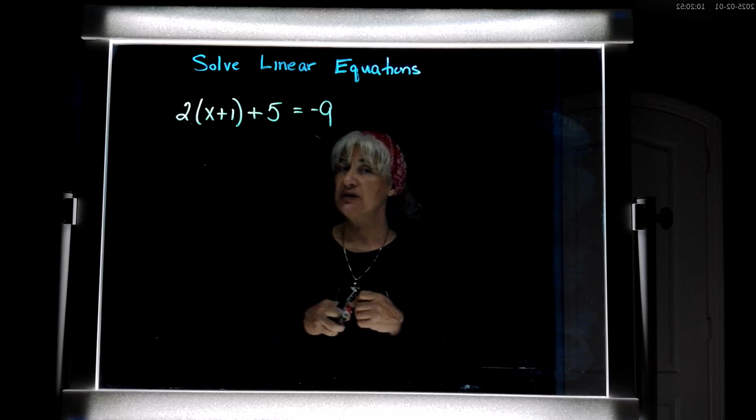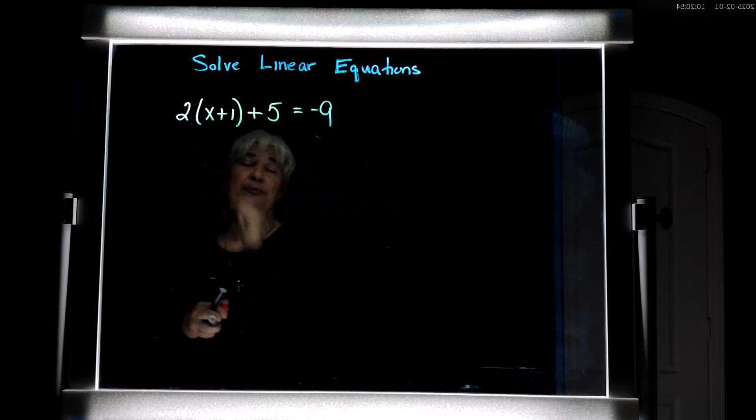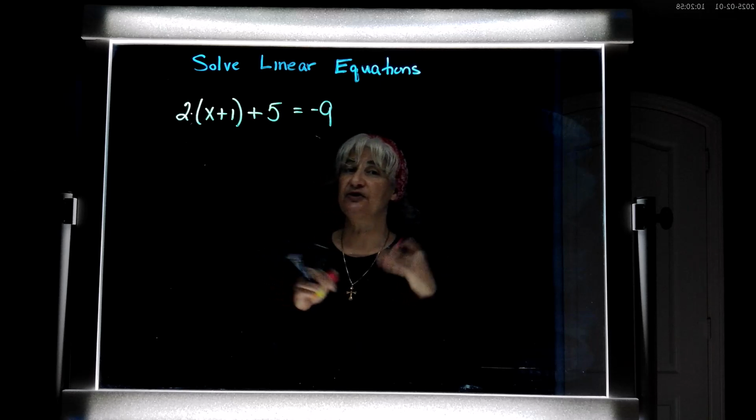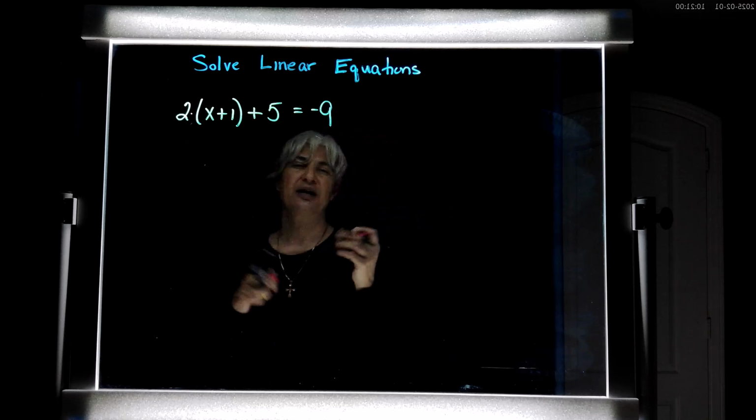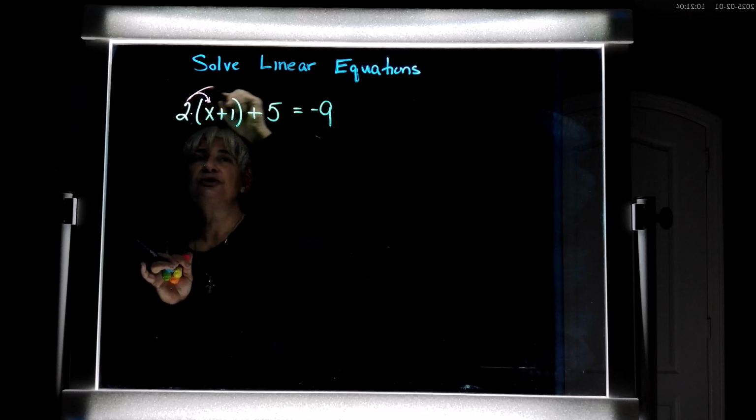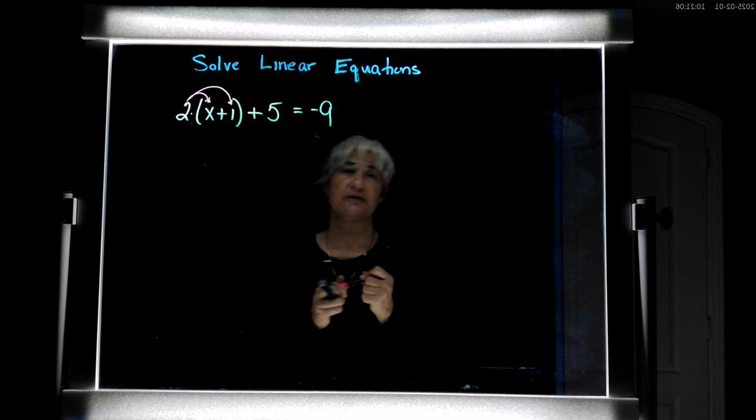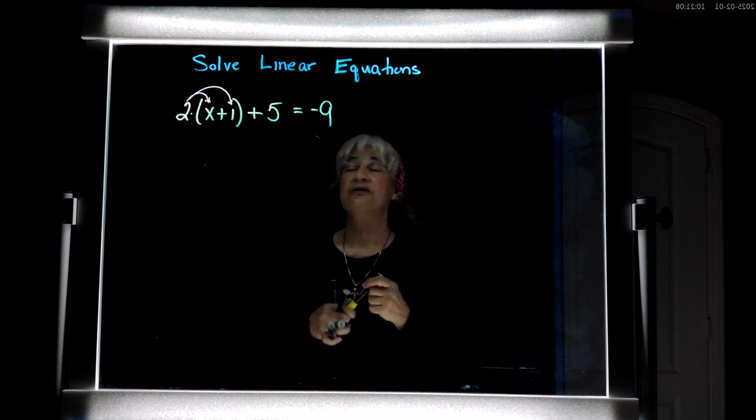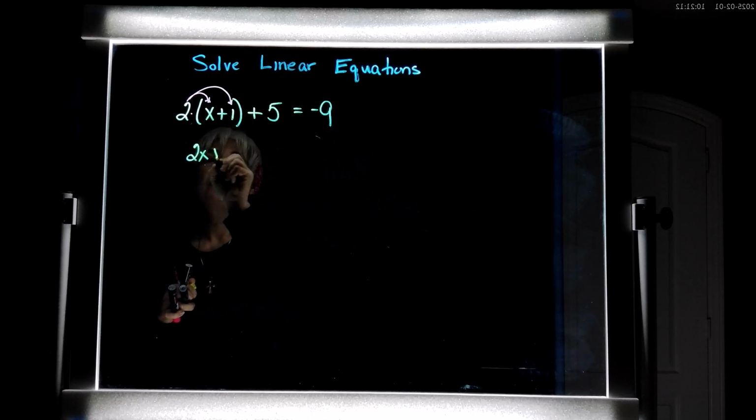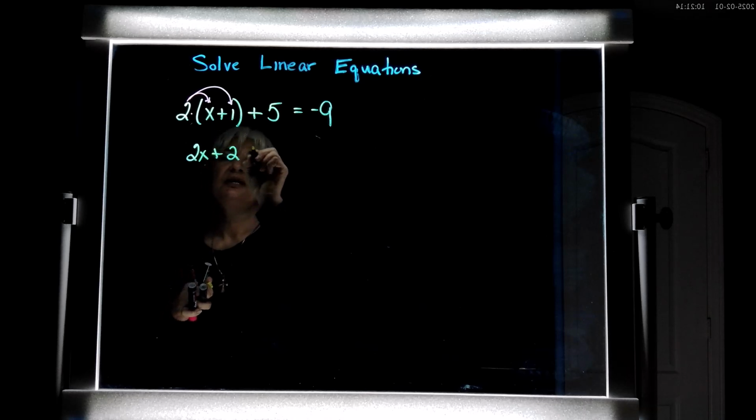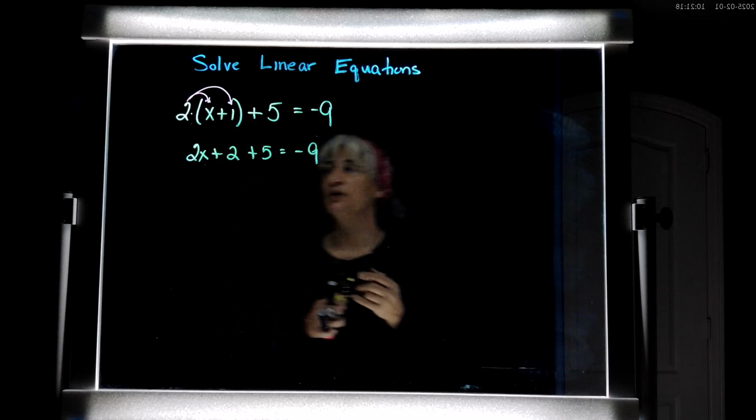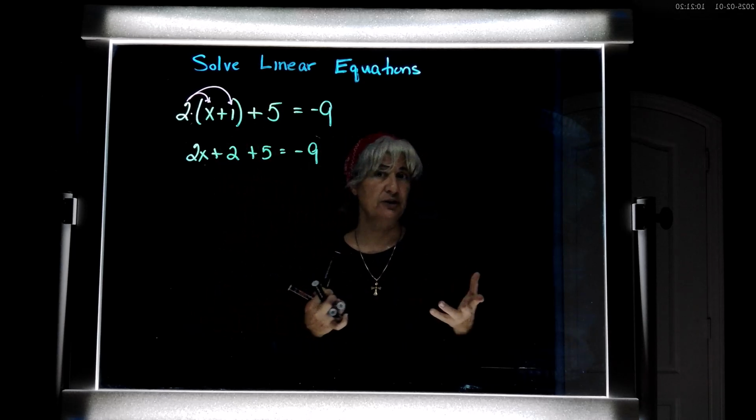So remind me, what's the operation between the 2 and that parenthesis? Good, it's multiplication, so you're going to have to distribute. How many times? Twice, because there's 2 terms inside the parentheses. Lovely. So what do you get? Right, you get 2x plus 2, and then bring down the plus 5 equals negative 9. Wonderful. So far, so good?